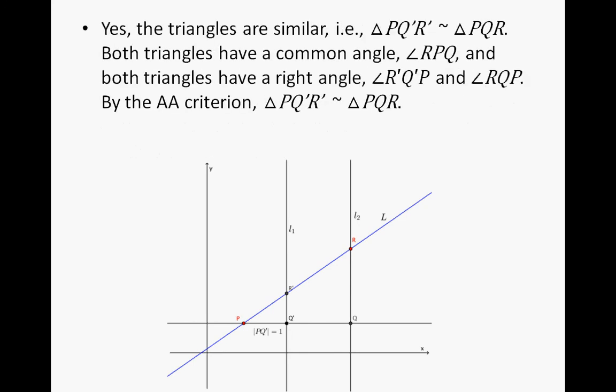Well, you should have said yes, the triangles are similar because both triangles have a common angle, which is angle RPQ, here. And both triangles have a right angle, which would be R prime, Q prime, P, right here, and R, Q, P. So therefore, by the AA criterion, the smaller triangle is similar to the larger triangle.